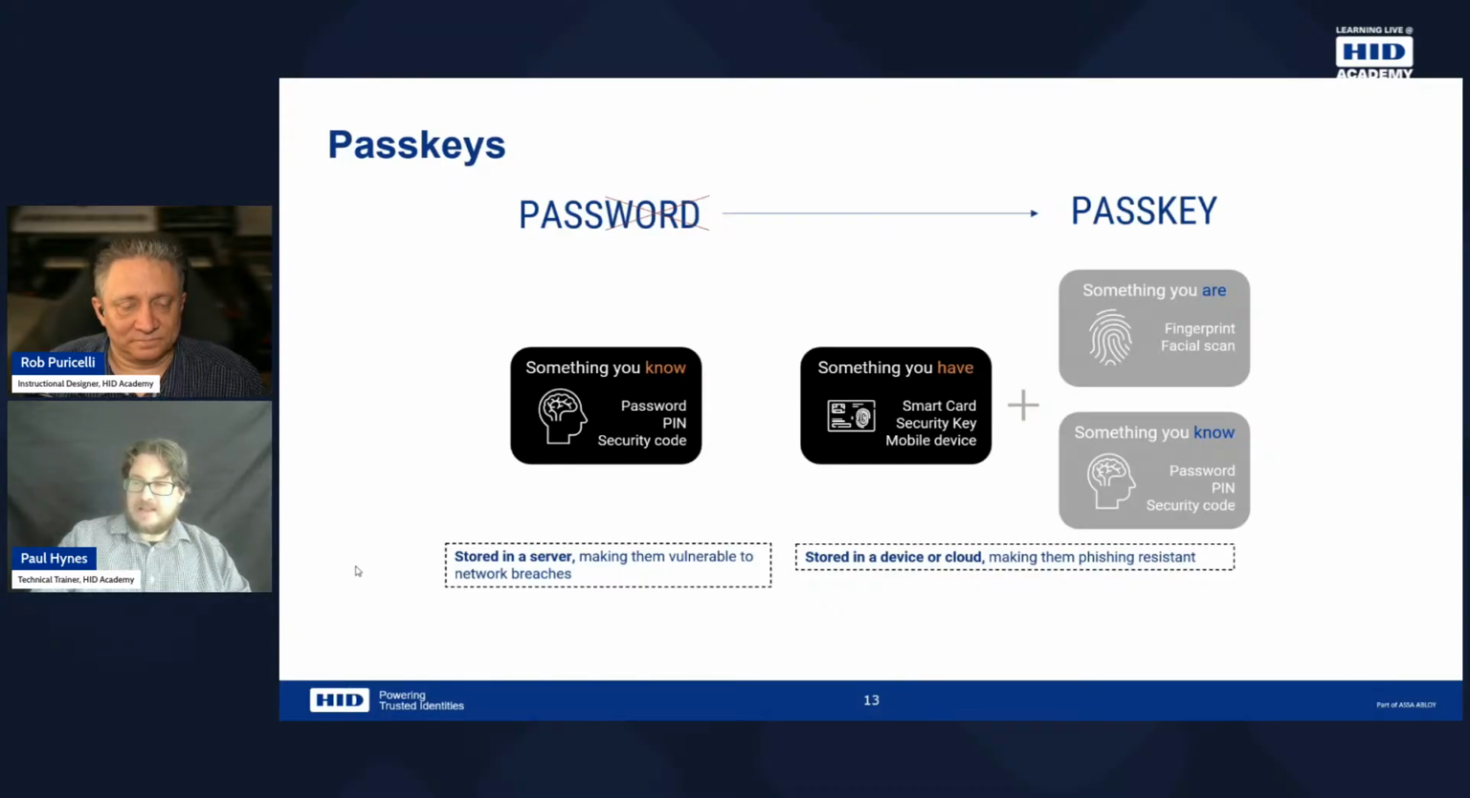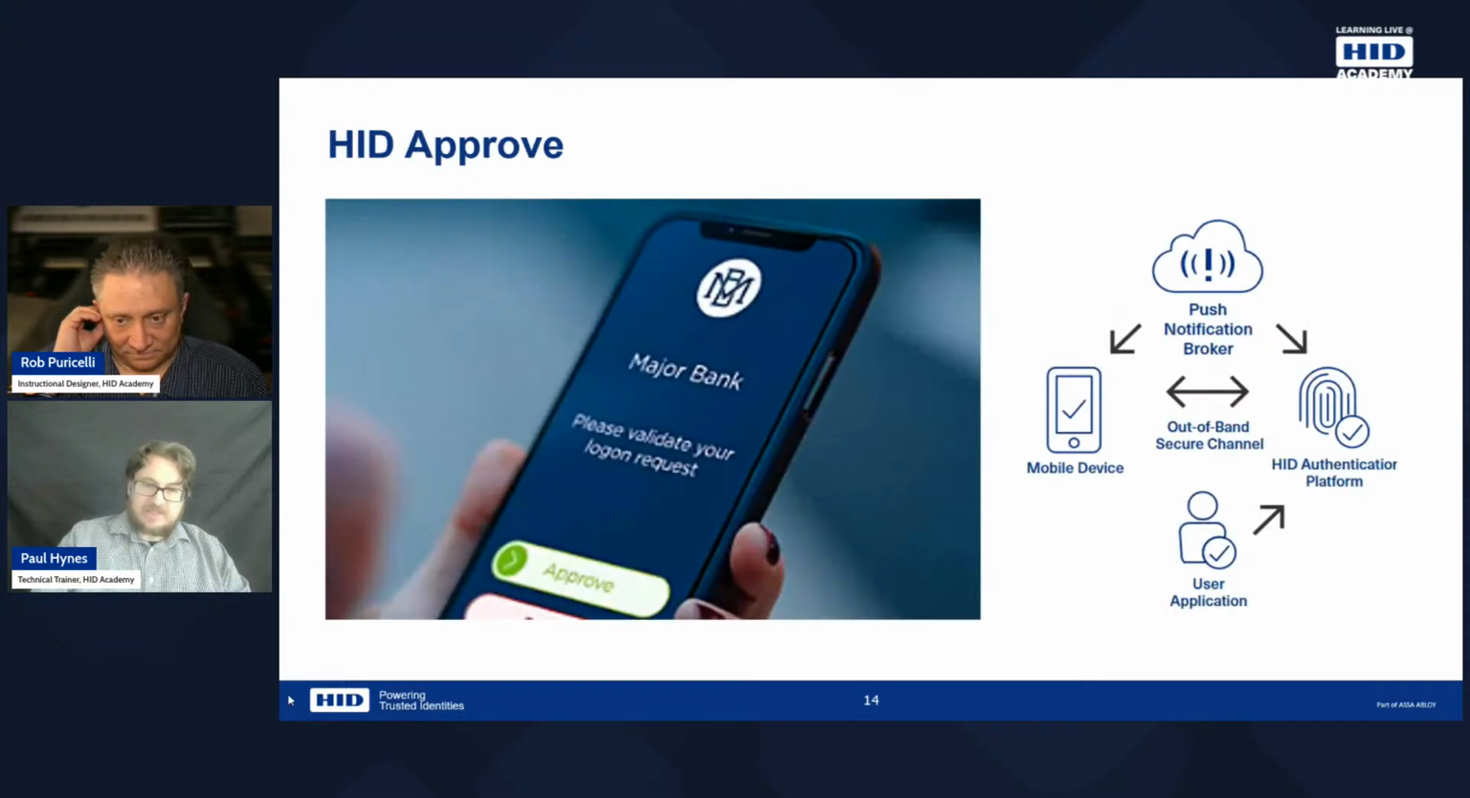And then I just mentioned HID Approve. So this is another credential. It's mobile-based in that it's an application on your phone. It requires you to log into your device in order to use it. But this is another form of credential that's considered out of band. So what essentially happens is you'll have an authentication platform of some sort. And we'll talk about those in just a little bit as well.